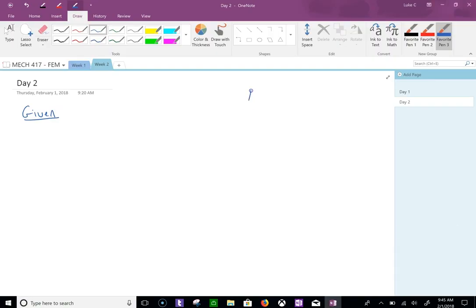I'm going to do a sketch first. How many elements do we have? 6. So how many nodes are we going to have? 7. You add 1, Tyler. Add 1. And what is each element going to look like in our sketch?